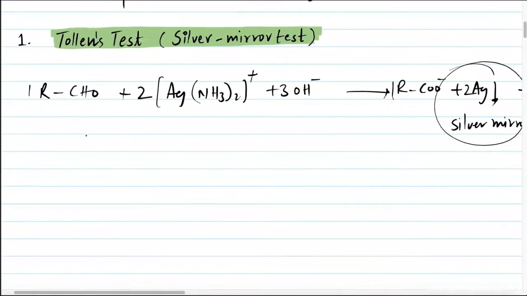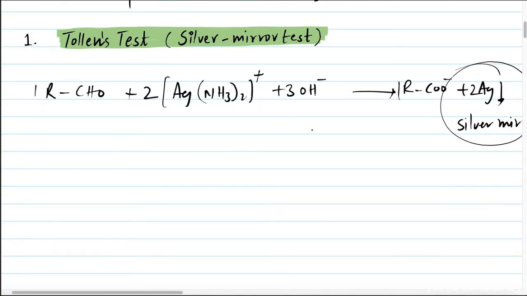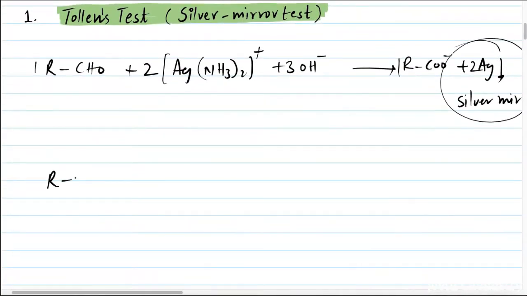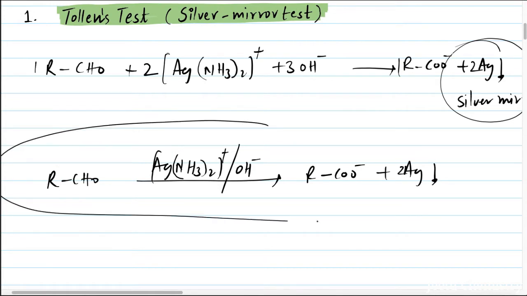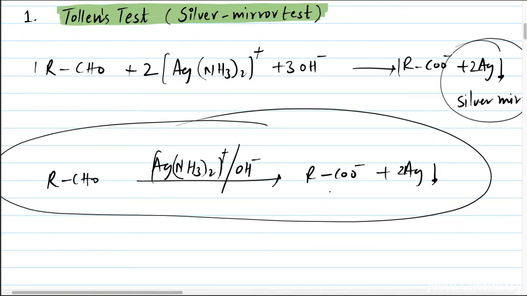Okay, if this is a very lengthy reaction for you, then you can easily convert this reaction like RCHO, arrow, Ag(NH3)2 positive with OH negative, and you can easily write RCOO negative plus Ag settles down. So by completing this reaction only you can get the same marks, right?